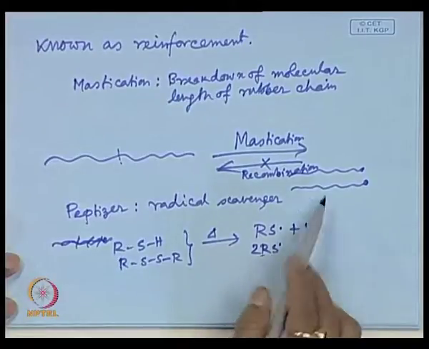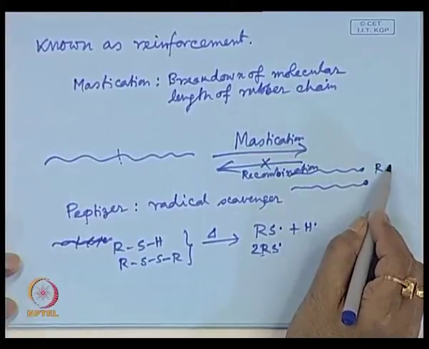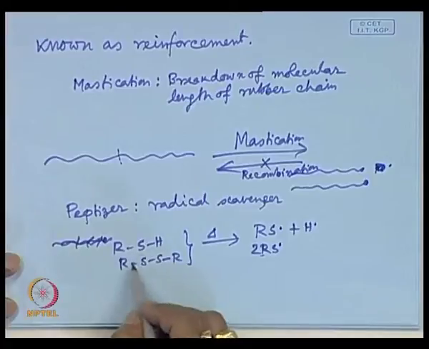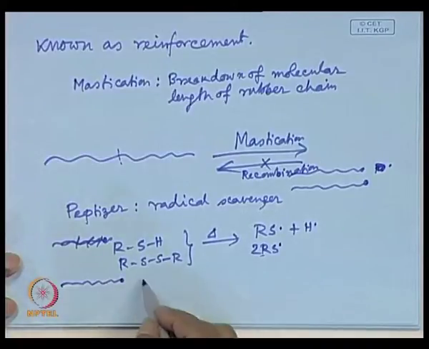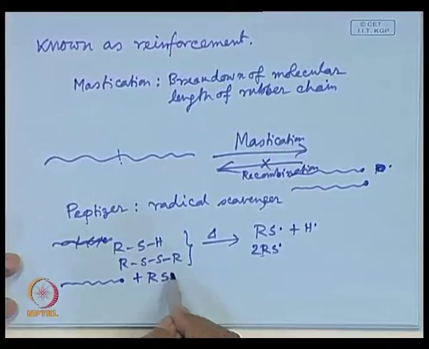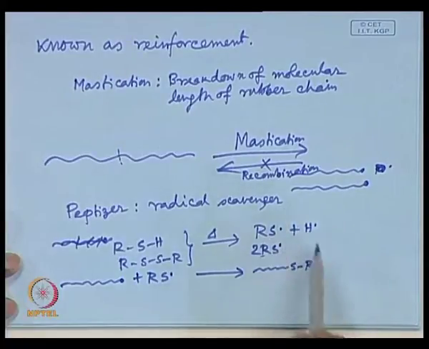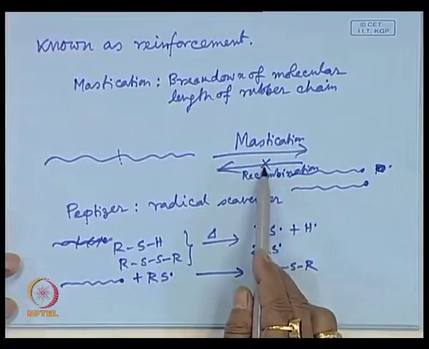These radicals come from the disulfide or peptizer molecules. Then what happens? The rubber free radical which has been produced, when it comes in contact with this broken peptizer radical, is scavenged, forming this bond. In this way it prevents the recombination reaction, the reverse process.